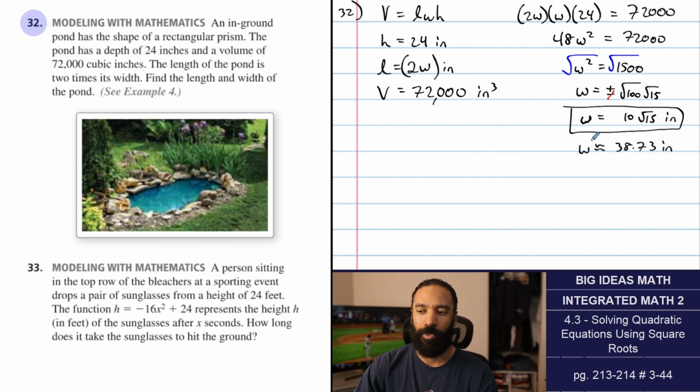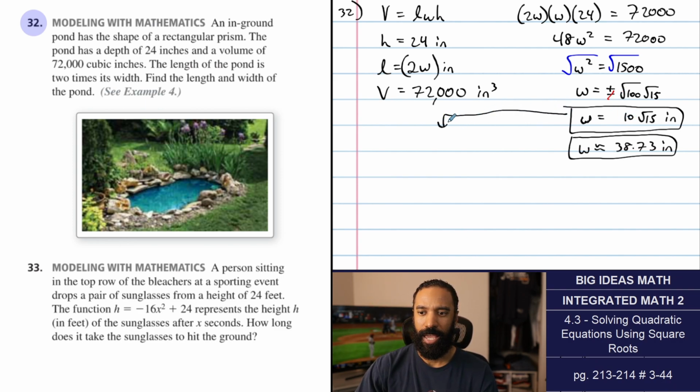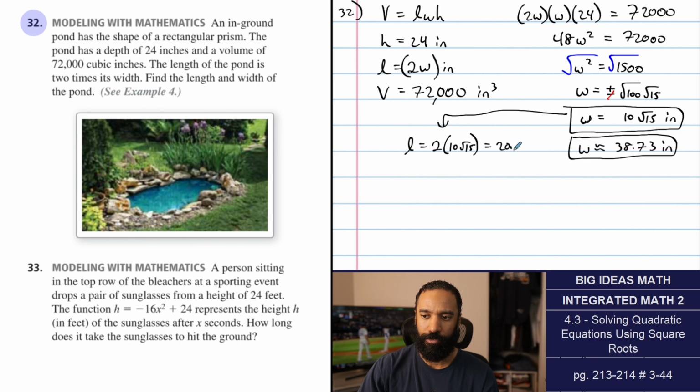38.73 inches. However, I will not be using the rounded version to calculate the length. I will be doubling this. So the length is double 10 root 15, which is 20 root 15.